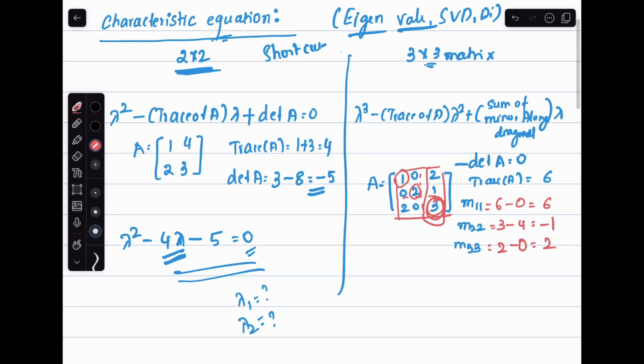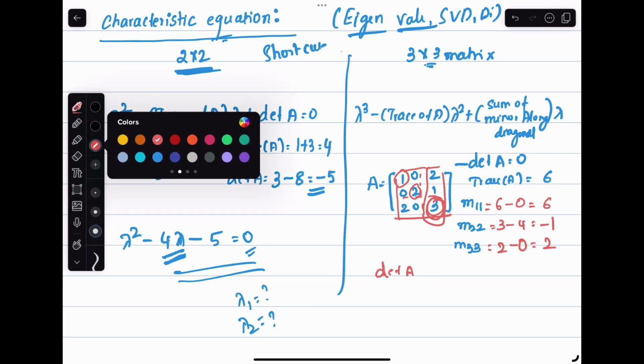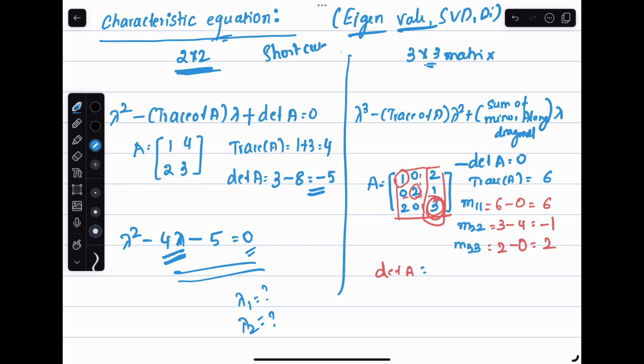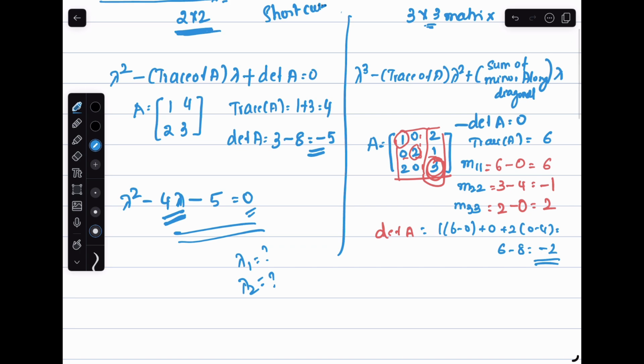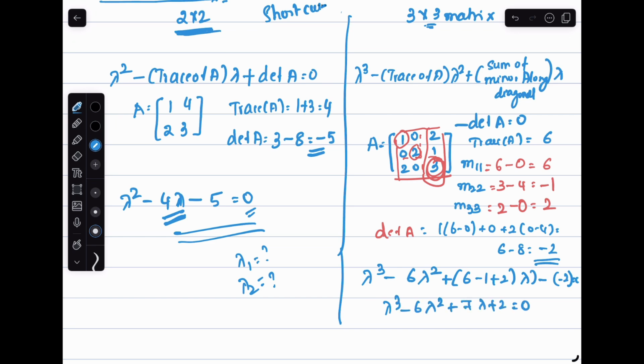Now let us substitute back, and one more thing is the determinant. When you find the determinant of A, it is 1 into 6 minus 0, plus 0 into 0, plus 2 into 0 minus 4. So I will get the answer as minus 2. Now let's substitute: lambda cube minus 6 lambda square plus 6 minus 1 plus 2 into lambda, minus of minus 2, is equal to 0. So lambda cube minus 6 lambda square plus 7 lambda plus 2 is equal to 0.